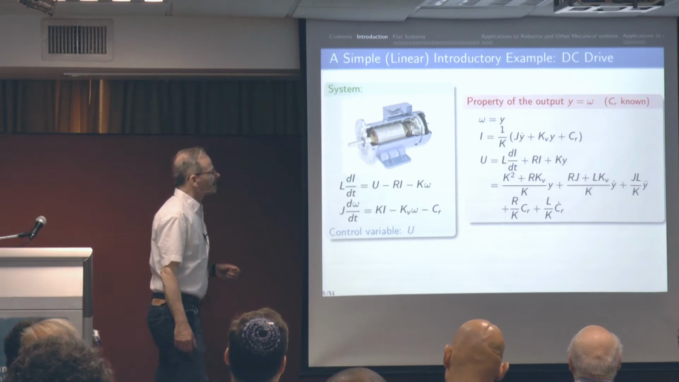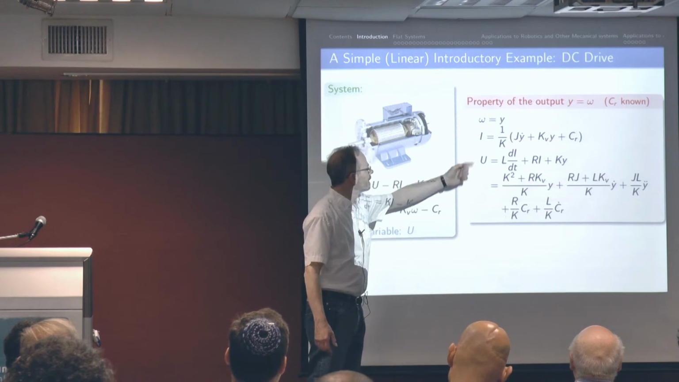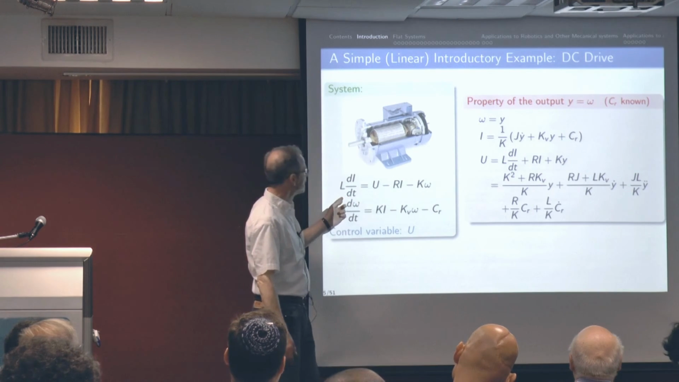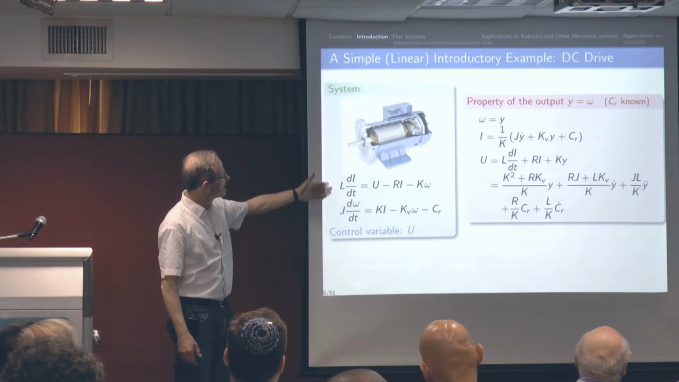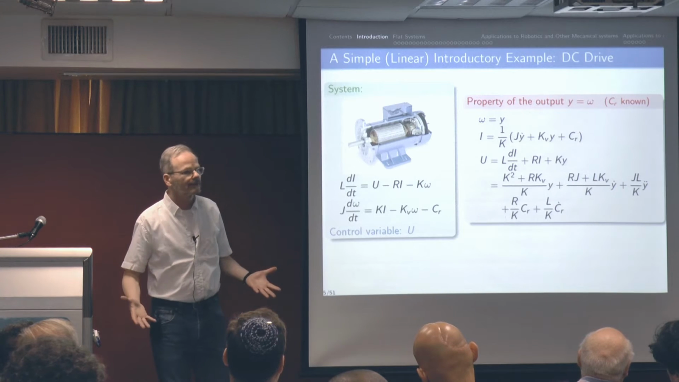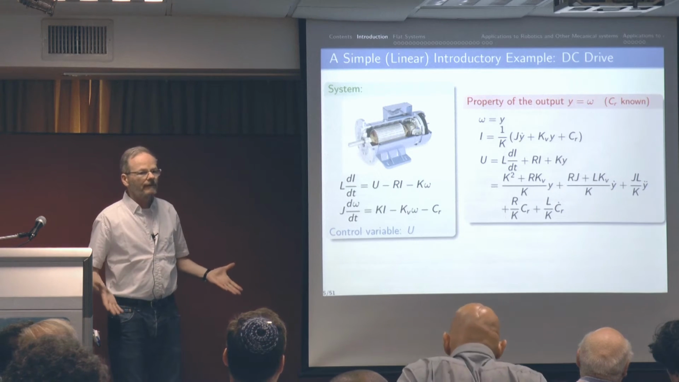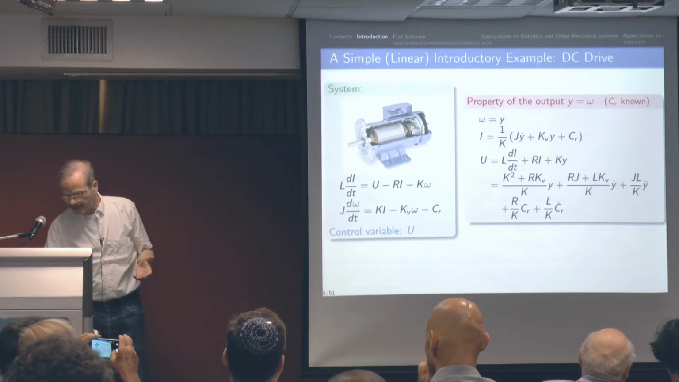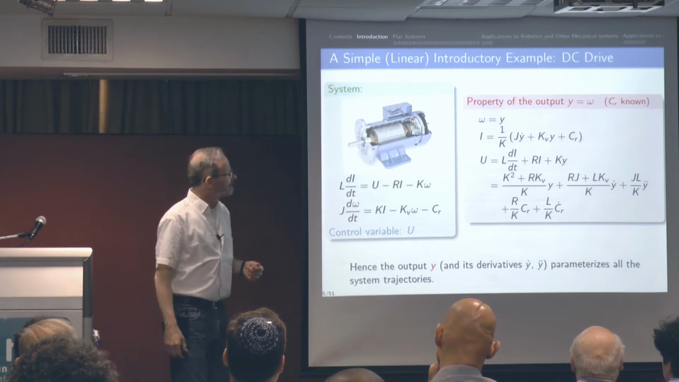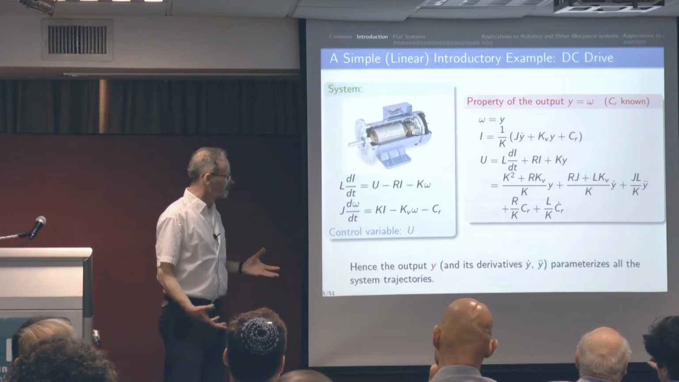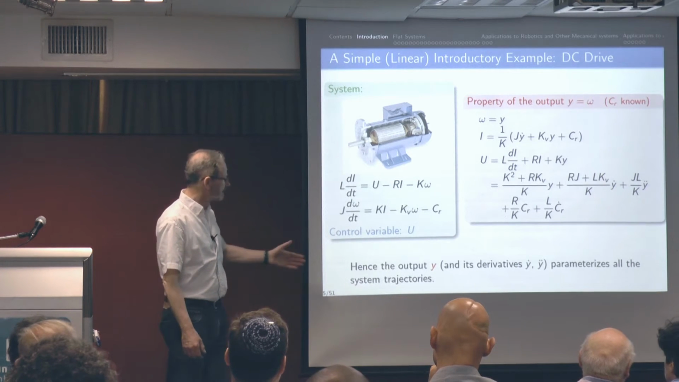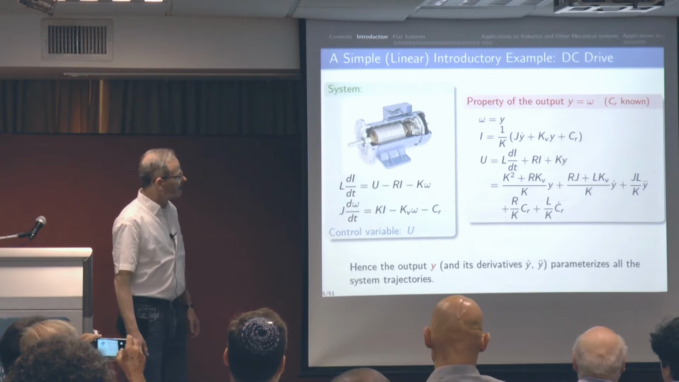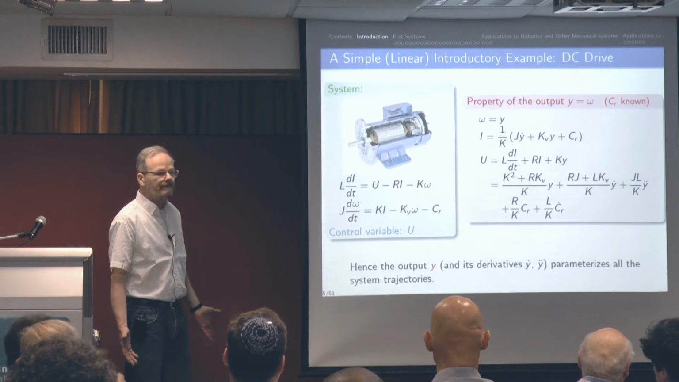Because if you replace y in these equations, and you replace all variables by those formulas, then you end up with 0 equals 0. So there is no more differential equation. And this is basically the main property that is called differential flatness. That means the output y and its derivatives, y dot, y double dot, parameterizes all the system trajectories.